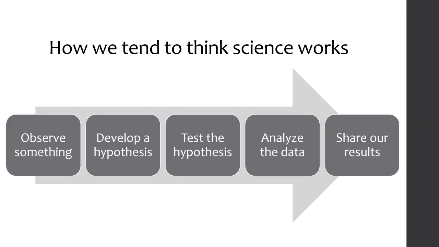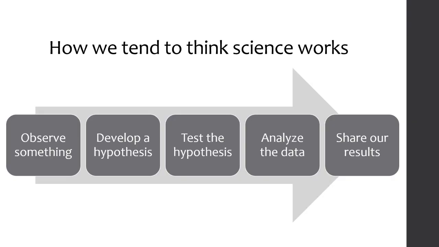So whenever we're taught about the scientific method, we tend to think that it goes something like this, right? We observe something, we go, oh, that's really interesting. Why does that happen the way that it does? We develop some kind of hypothesis about why we think it happens a certain way, or if we change this variable, this other variable is going to change in a specific and predictable way, right?